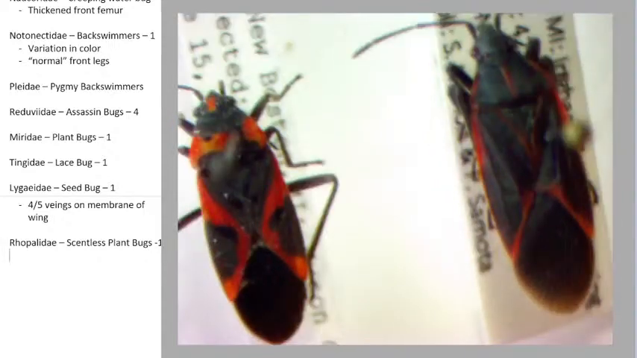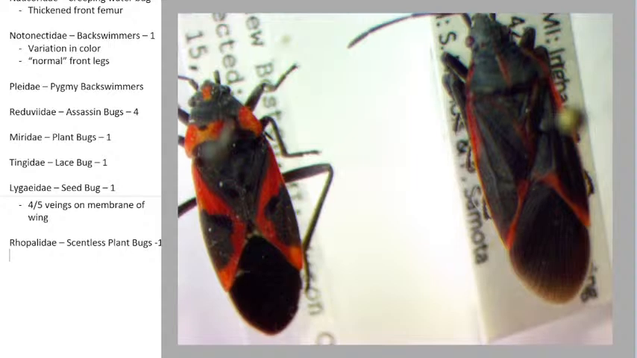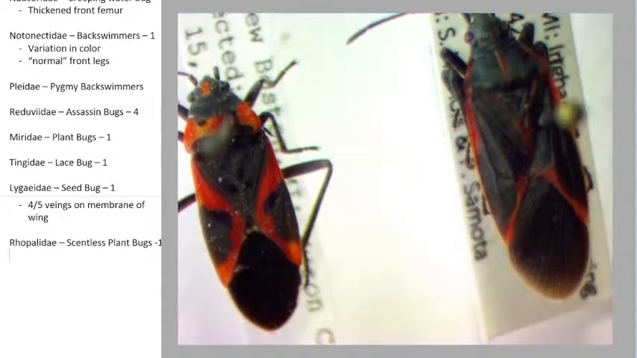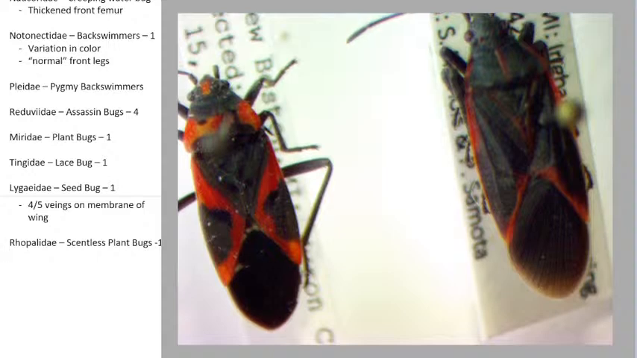Yeah, so that's them next to each other. And you can see that their body shape is very similar to each other. It's just going to be mostly those wings.